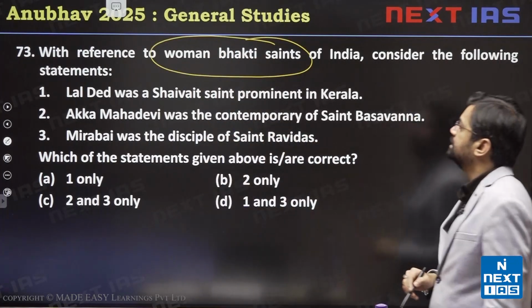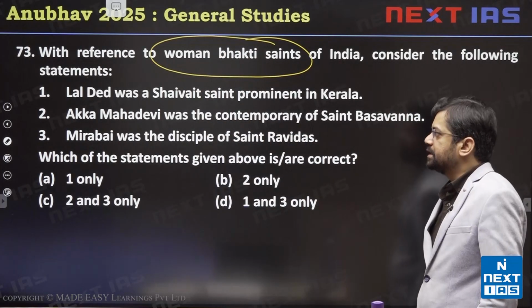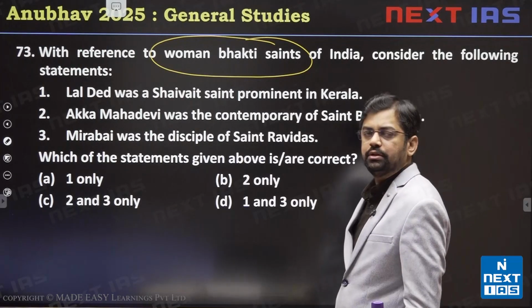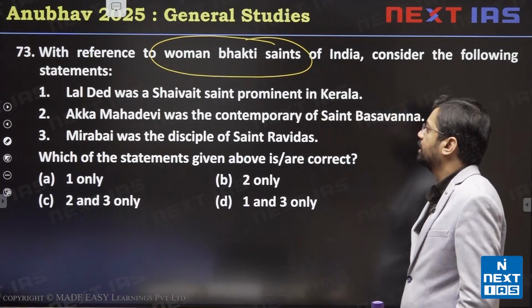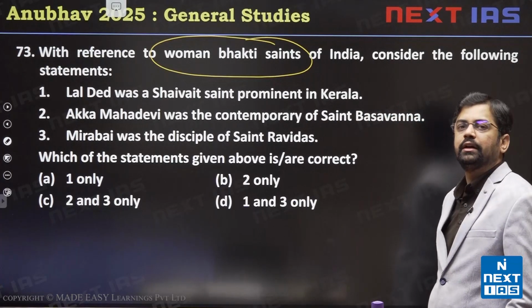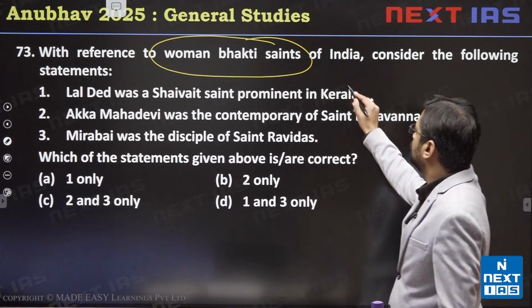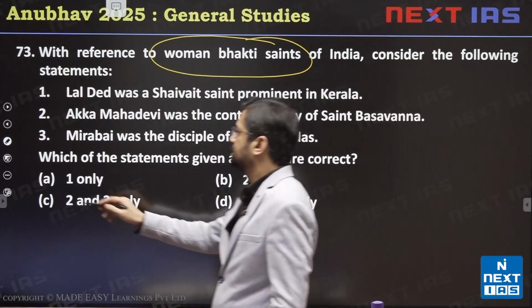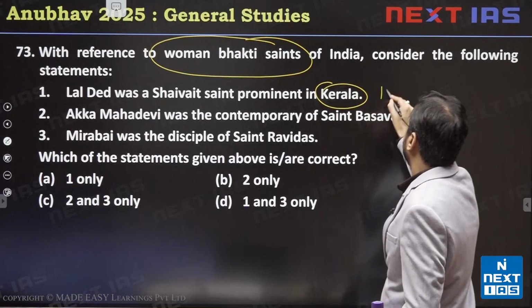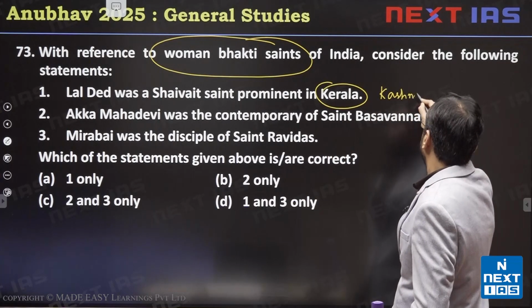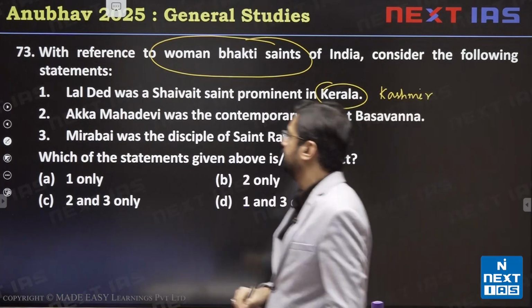of India, consider the following statements. The first statement says Lal Ded, also known as Lalleshwari, was a Shaivite saint. This is partly correct, but she was active in Kashmir, not in Kerala. So here the trick is that Kerala is the incorrect part and it should have been Kashmir. So the first statement is incorrect.